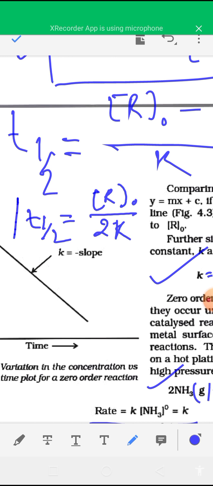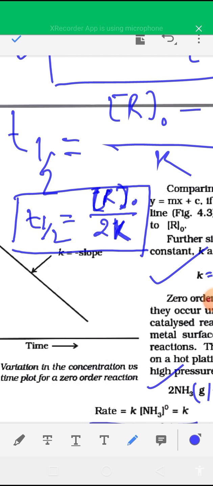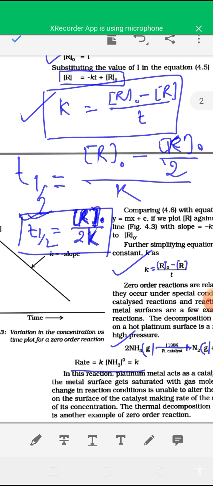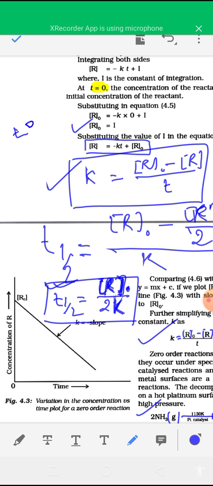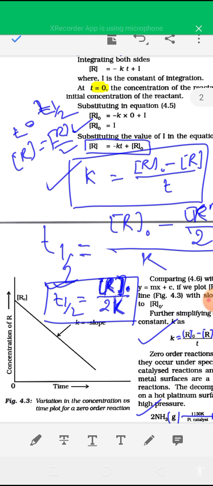So from this equation you can see the half-life time for zero order reaction is dependent on the initial concentration of reactant. The equation for calculation of half-life time for zero order reaction is t half is equal to R naught by 2K. Remember that at time t is equal to t half, the concentration of reactant R is equal to R naught by 2. This is the condition you have to assume here.